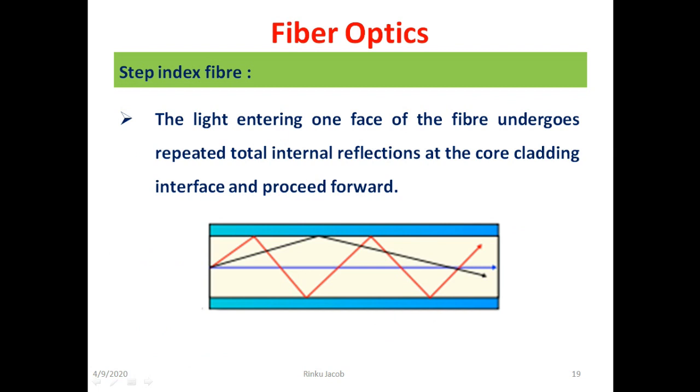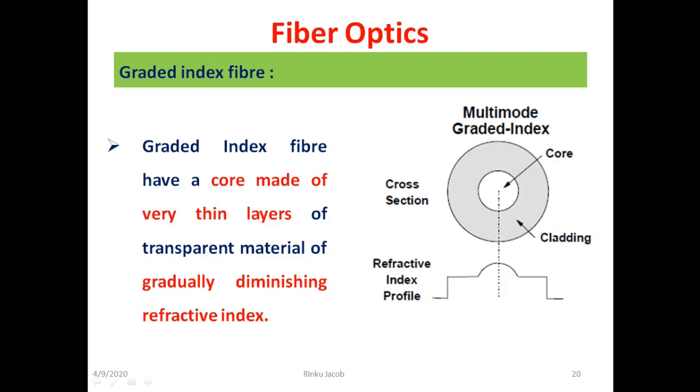When the light enters through one phase of a multimode step index fiber, it undergoes repeated total internal reflections at the core cladding interface and proceeds forward. Here, before and after reflections, the light travels in a straight line as the refractive index of the core is uniform throughout the core. Next, we move on to the second type of optic fiber, that is graded index fiber.